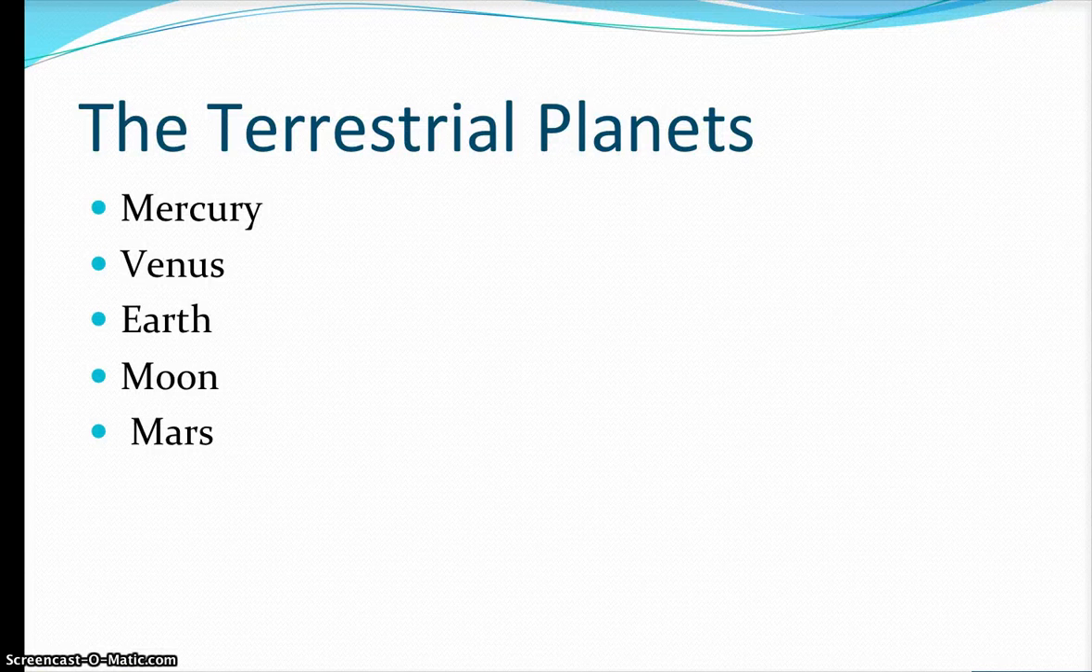So when we talk about the terrestrial planets, of course we mean the four closest planets to the Sun: Mercury, Venus, Earth, and Mars. We're going to include the Moon in our discussion because the Moon is, of course, very familiar to us and we know a lot about it. And because of its relatively large size compared to the Earth, it is actually comparable to some of the smaller terrestrial planets.